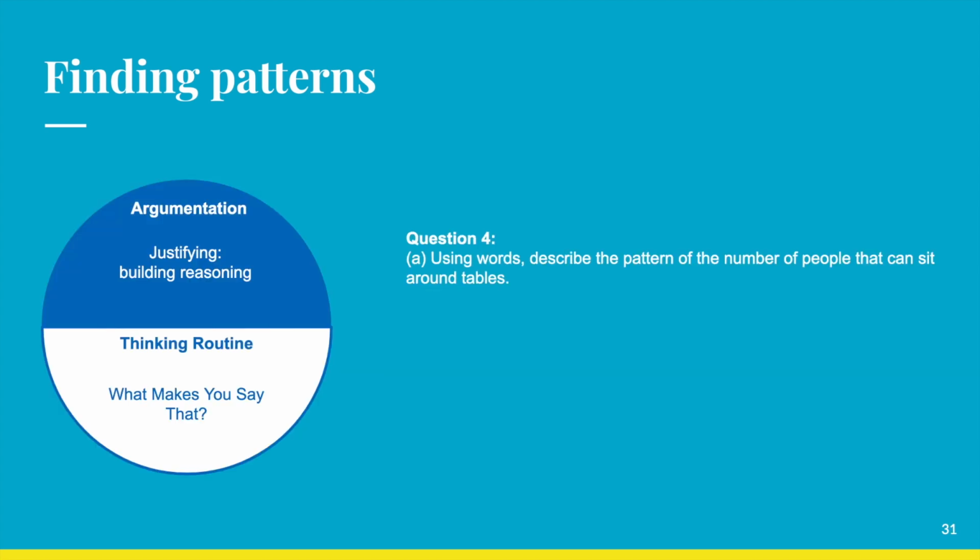So in question 4, students are expected to describe the pattern of the number of people that can sit around tables. So students are then to proceed to the justifying phase of argumentation. Here, they build on the reasoning by describing the patterns that they observed. So the thinking routine present in this is the what makes you say that routine. This thinking routine pushes students to give evidence for their argument, which in this case, students are asked to describe their findings.